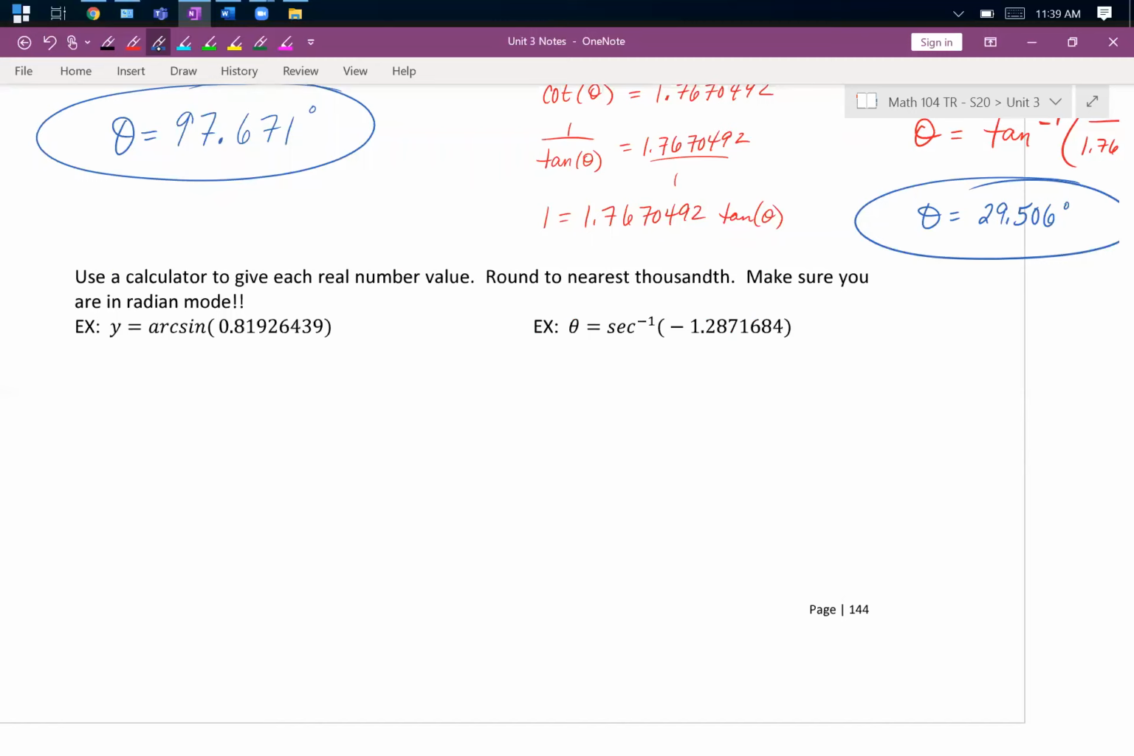We should get an answer since this is a positive value and sine inverse is only defined in quadrants 1 or 4. We've got to be in quadrant 1. So we should be getting something in between 0 and pi over 2. Yes, you're going to get a gross radian decimal. So we should get something between 0 and like 1.55, 1.6.